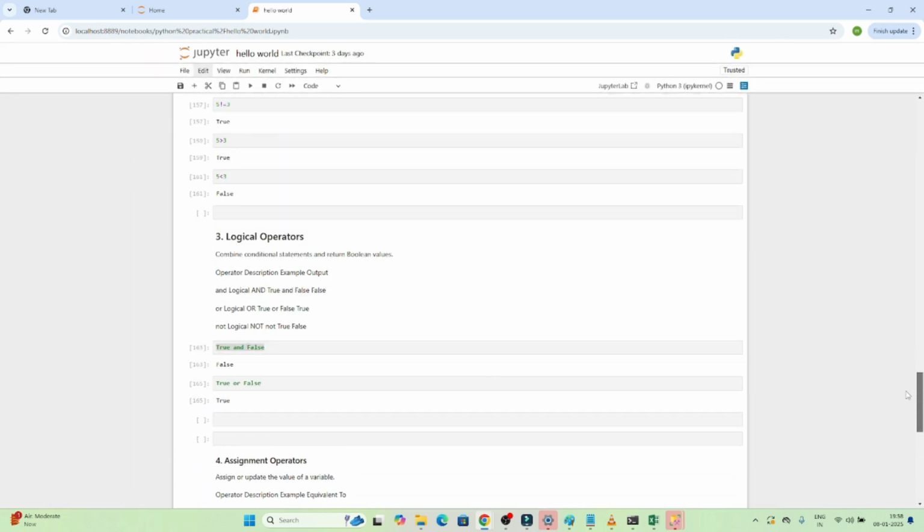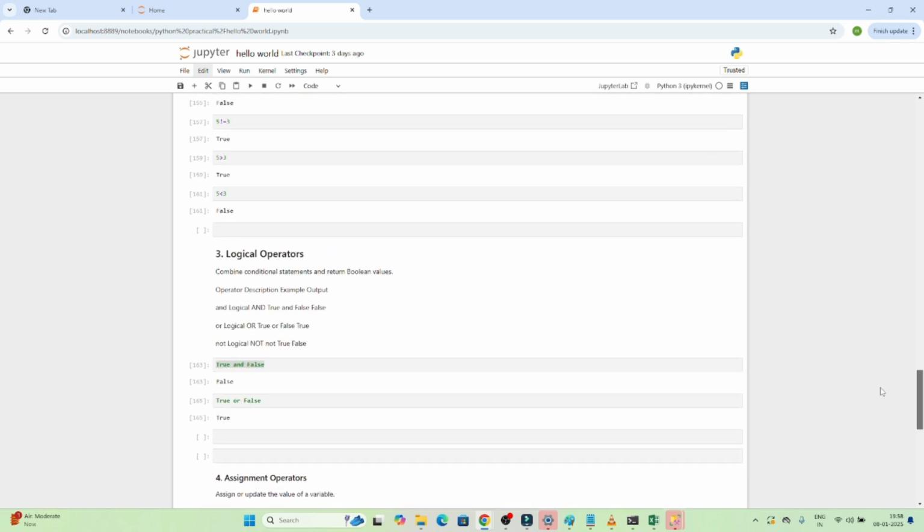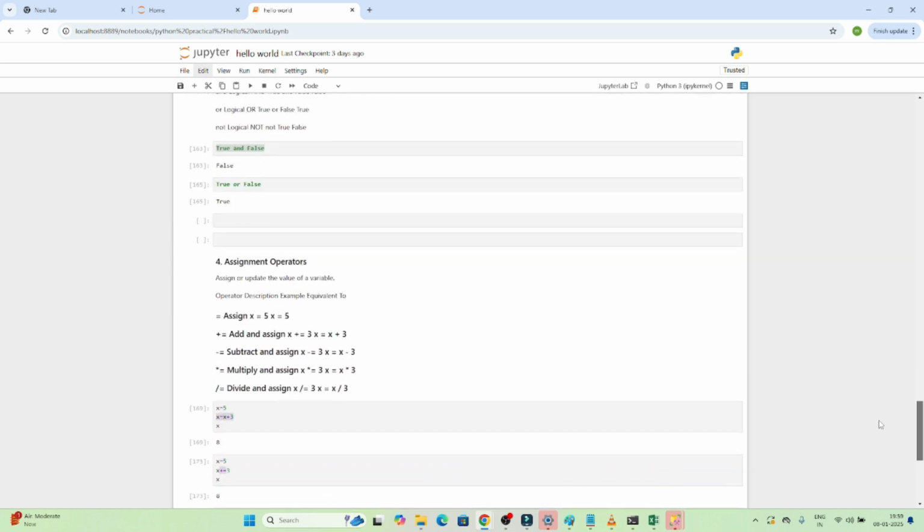For arithmetic operations, these assignment operators are important. Using them will improve your productivity. I hope you got the idea.